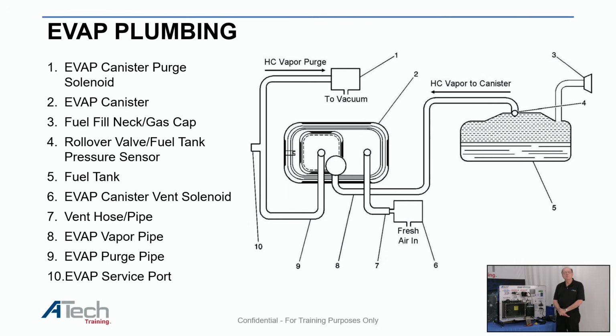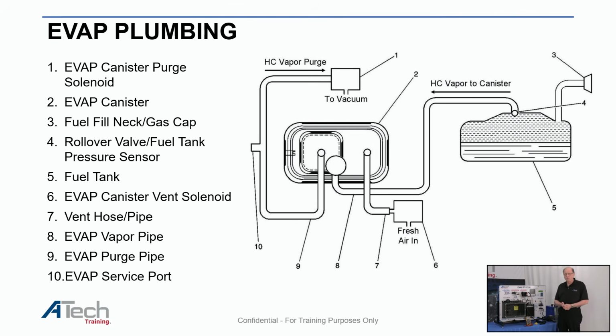Okay, we're going to look at the plumbing system on this particular EVAP system. Number one is going to be your EVAP canister purge solenoid, if you're looking at it. Number two is the EVAP canister. You want to look at it there. Number three is the fuel fill neck and gas cap. And by the way, on EVAP systems, that can cause an issue because you can create a leak right there. I have fixed a few cars there lately.